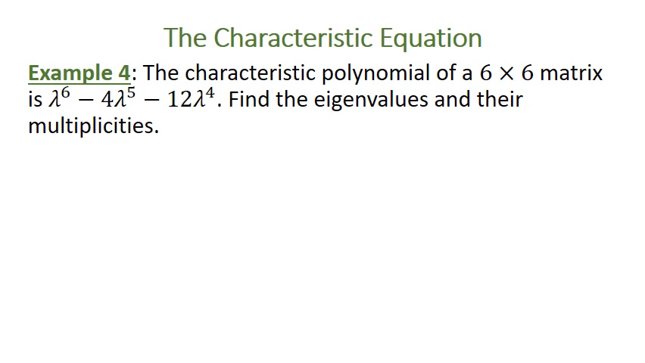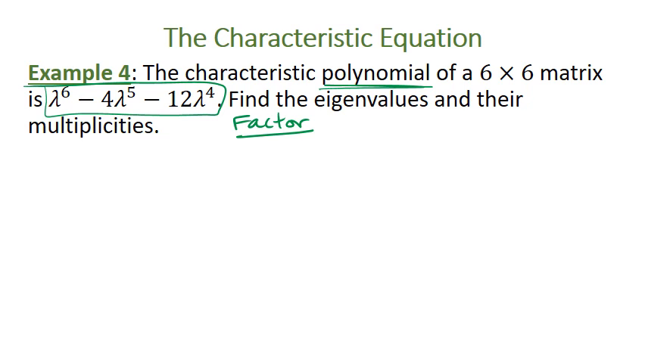In this example, now I've given you the characteristic equation of a 6 by 6, or I'm sorry, the characteristic polynomial of a 6 by 6 matrix. It is this here. And I want to find the eigenvalues and their multiplicities. Okay, well, so now what we're going to be doing is working backwards a little bit. So now I know the polynomial and I want to find the eigenvalues, or I want to find the roots of the polynomial. In algebra, if you wanted to find the roots of the polynomial, you would factor this. And that's exactly what we're going to do.